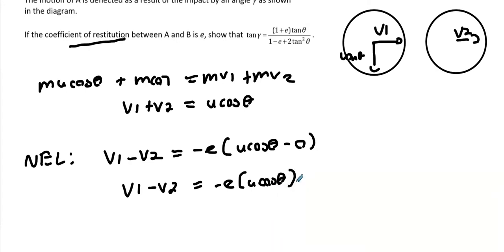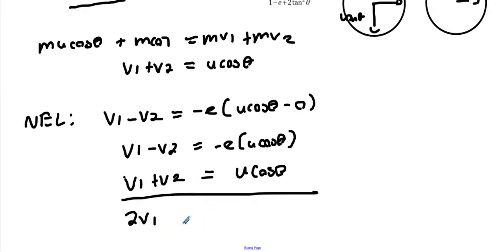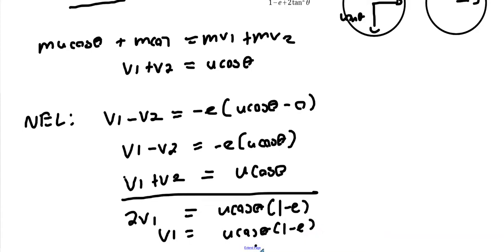Next thing we're going to do is get rid of v2. So we're going to add the two of these directly down to each other. That'll get rid of the v2s, and I should be left with the v1s. So the v1s is going to be 2v1 equals, we'll factorize out the u, so it's going to be u cos theta into 1 minus e. There's the 1 minus e we're looking for. And then it's going to be v1 equals u cos theta, 1 minus e, all over 2.